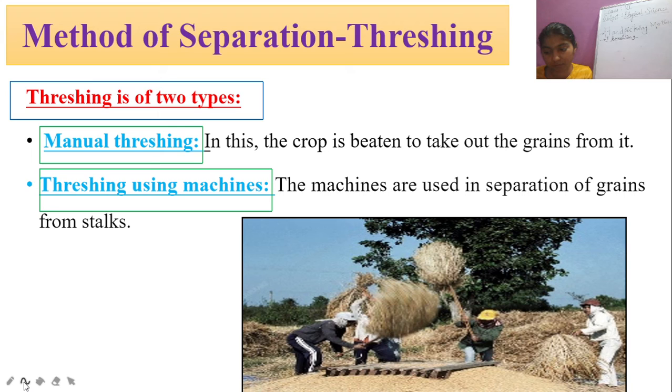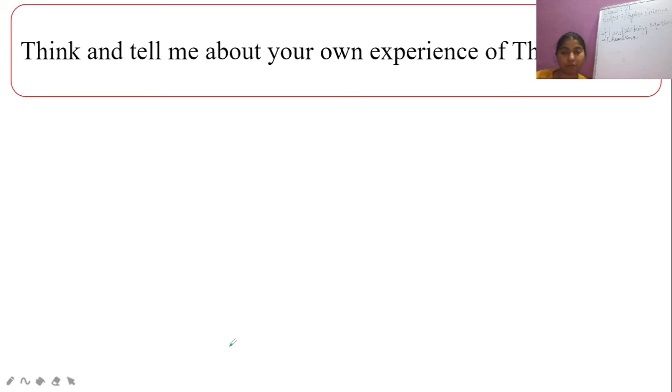Now students, come forward. Think and tell me about your experience of threshing. Have you ever visited these field areas where you saw people working to take out the grains from the stalks, right? So what is your experience? Have you ever done it? Yes. So you have seen that at harvesting time, if we talk about wheat, it is very hot. The temperature is very hot and sunny, so the people easily feel more thirsty and tired, right?